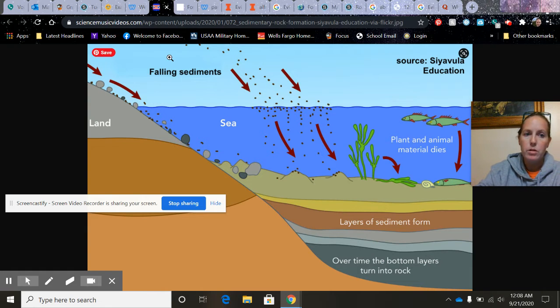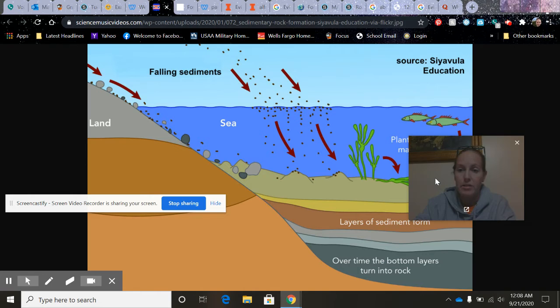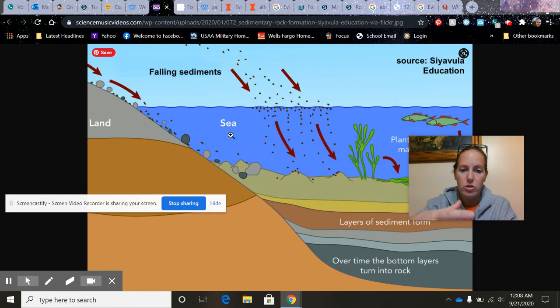So that weathering and erosion is going to give us a lot of evidence that the Earth has changed because we can physically see how things like rivers have eroded into the stone to show how rock has changed.